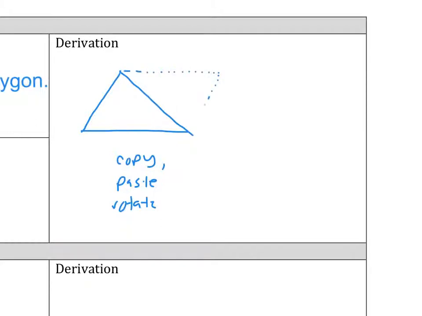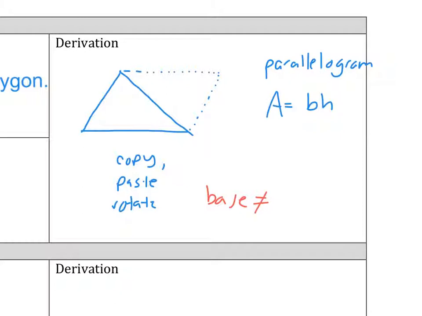I could copy, paste, and rotate it right up against it. So what shape is this large shape? Parallelogram. We now have a parallelogram. And of course, the area for a parallelogram is base times height. Just to give you a heads up, base does not mean bottom.